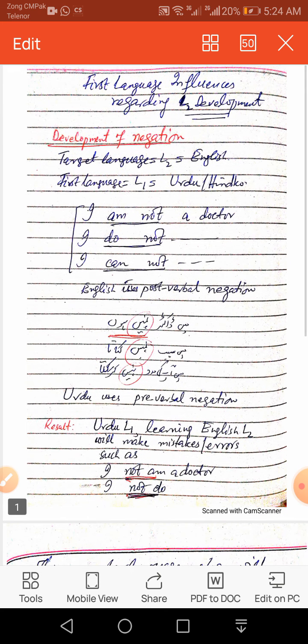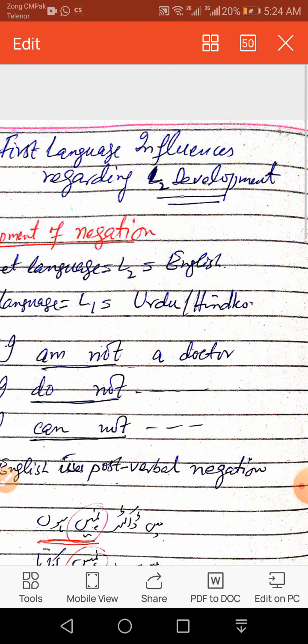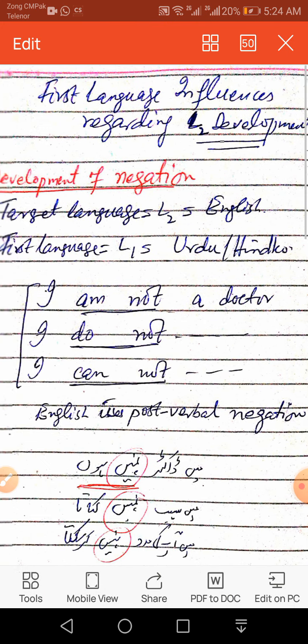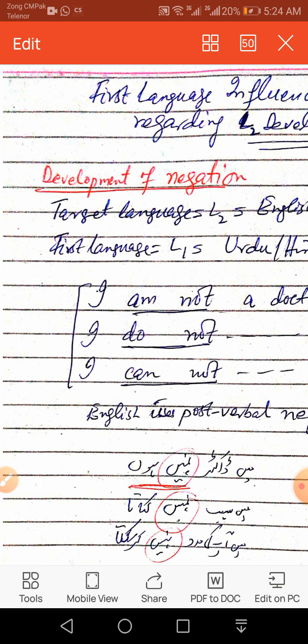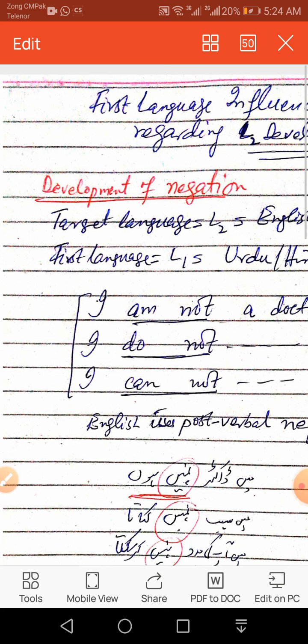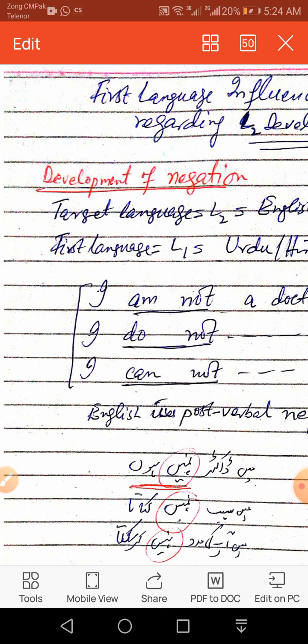Now there is an important discussion: what is the influence of the first language regarding the development of the second language, L2? Okay, now let me give you examples from Urdu and English. One hypothesis is known as the contrastive analysis hypothesis. It says that if the systems of L1 and L2 are similar to each other, then there will be a positive transfer. Positive transfer will mean that L1 will be influencing positively the development of second language acquisition.